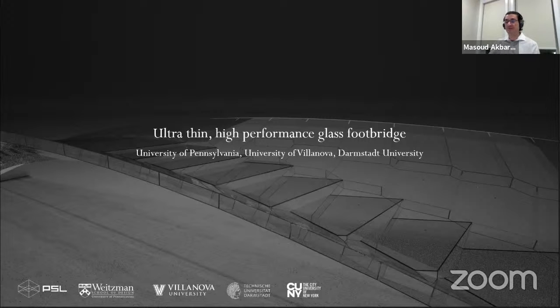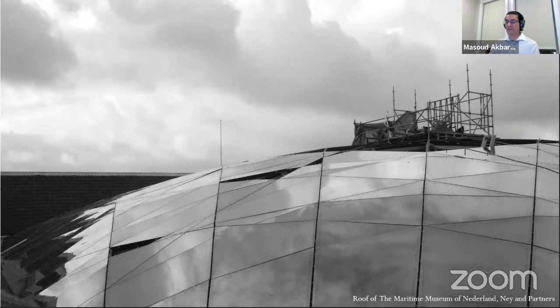It's called Ultra Thin High Performance Glass Footbridge. The idea comes from the fact that glass is an important construction material and also quite appealing in the field of architecture. But usually in the construction of glass domes, the form finding comes first, and then the rationalization comes after the form finding, because usually the glass comes as flat pieces, and there are two separate processes.